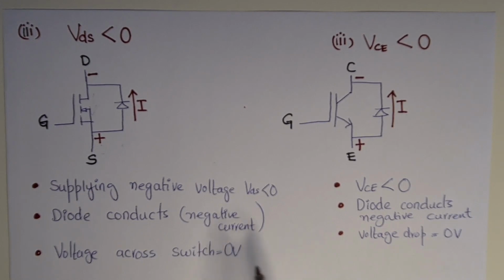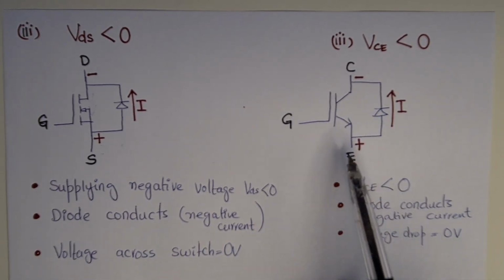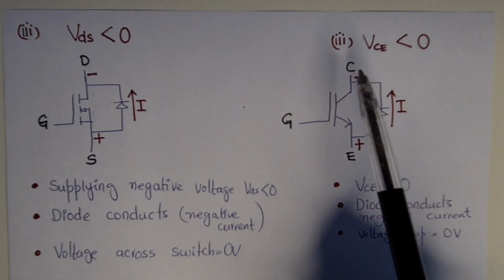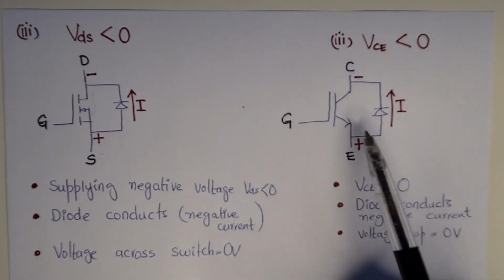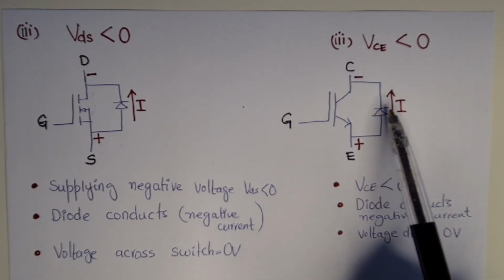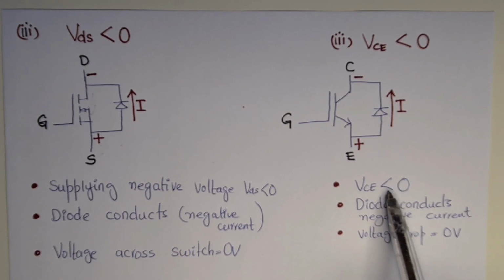And if we talk about the IGBT, the same happens: we have applied the negative voltage from collector to emitter. The emitter is now positive and the collector is negative. This will make the diode forward biased. So VCE is less than 0, the diode conducts negative current, and the voltage drop is equal to 0 volts.